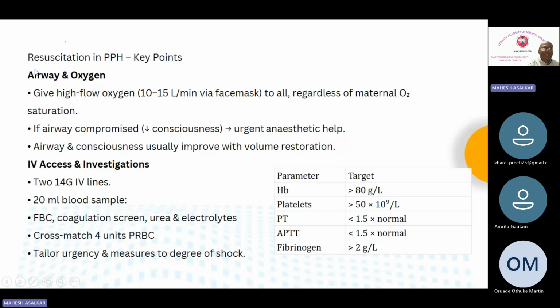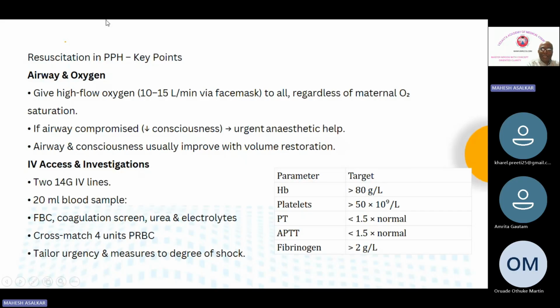So resuscitation in PPH, you will give high flow oxygen, even if saturation is normal. If there is airway compromise, then urgent anesthetic help. This you will do. For major PPH, you need to have 2 14 gauge cannulas. You need to send the sample and cross match 4 units of blood.